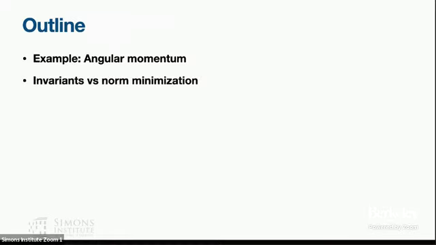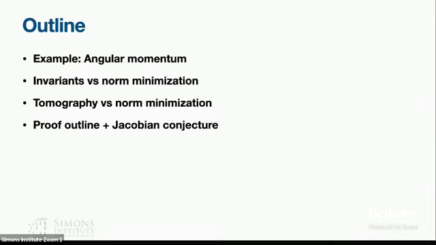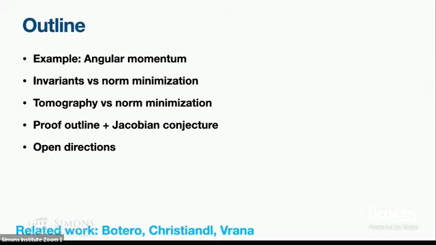Then I'll talk about this connection between invariant theory and norm minimization, and also connection to tomography. And finally, I'll mention this proof outline of our result. And in the proof, you can see that there's some relation to a long-standing conjecture. We don't solve the conjecture or get anywhere close to it, but I think the connection is kind of promising. And then, of course, open directions. This is work with Michael Walter, I should have said. There's some very closely related work. Another group did essentially the same thing with very minor differences independently.